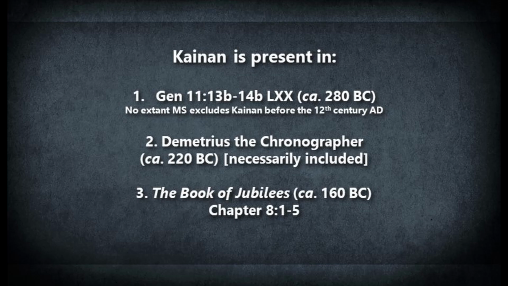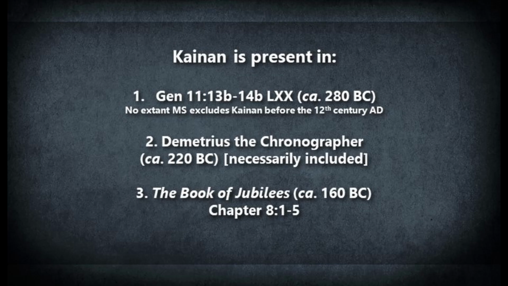Add to that, we have Demetrius the chronographer, who wrote in around 220 BC. He comes down to us through Eusebius, but he's very precise in his calculations. He does 3 calculations to the time that Jacob enters into Egypt. He does it from the creation of Adam, he does it from the flood, and then he does it from Abraham's departure for Canaan at the age of 75.